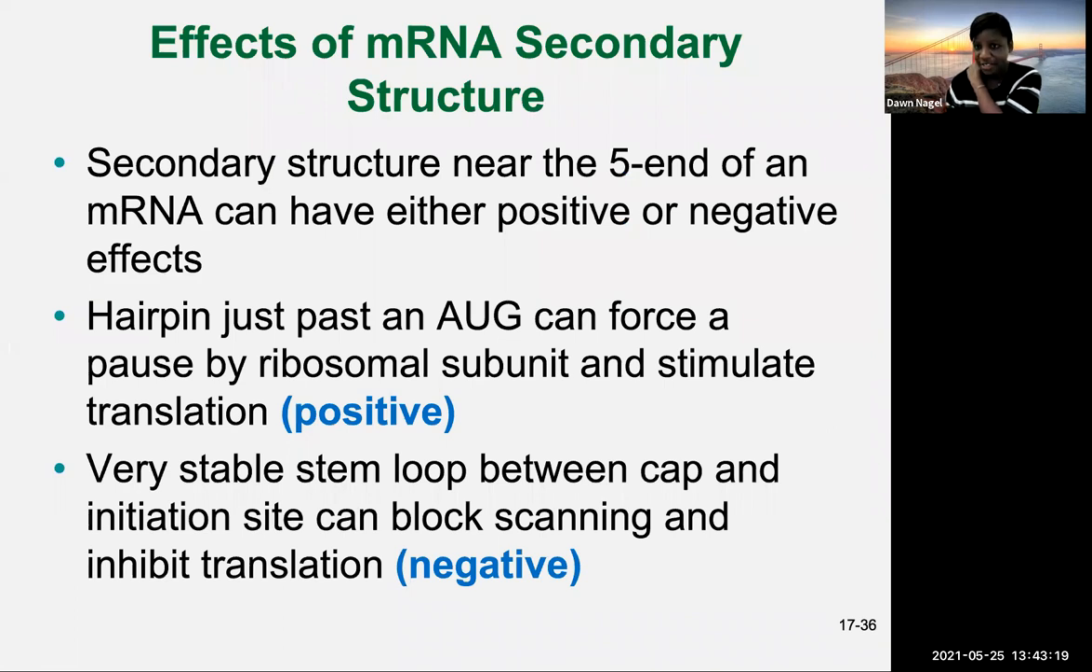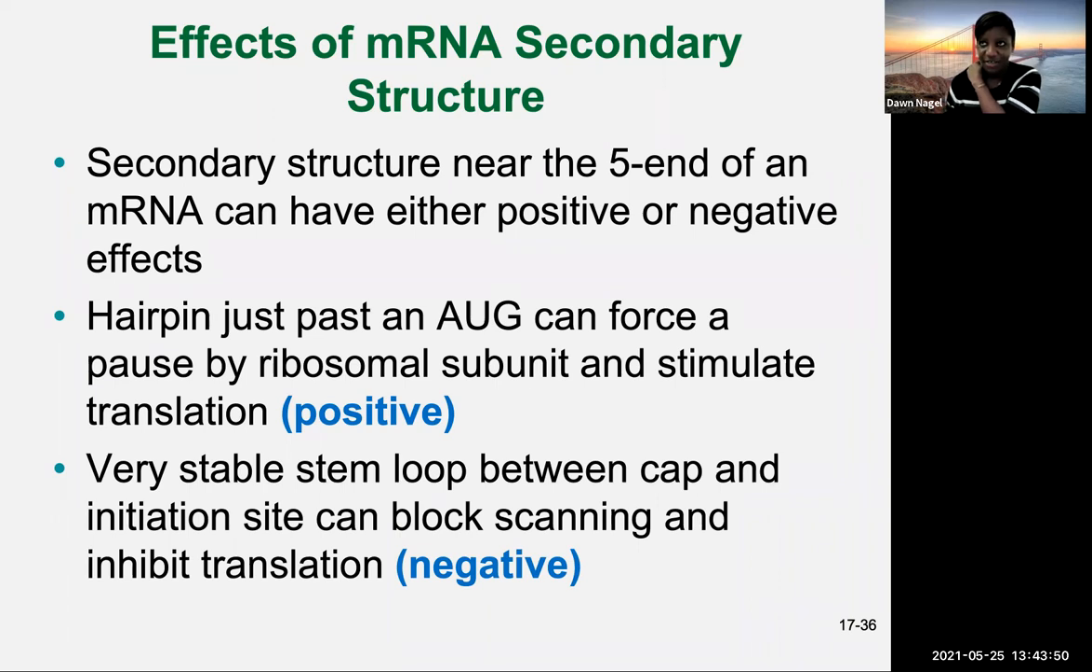Another thing that affects the efficiency of translation in eukaryotes is mRNA secondary structure. Depending on where the secondary structure occurs, this RNA will fold back on itself. You can have either a positive or a negative effect depending on where it is. A hairpin just past the AUG can force the ribosome subunit to pause, and it will help stimulate translation.